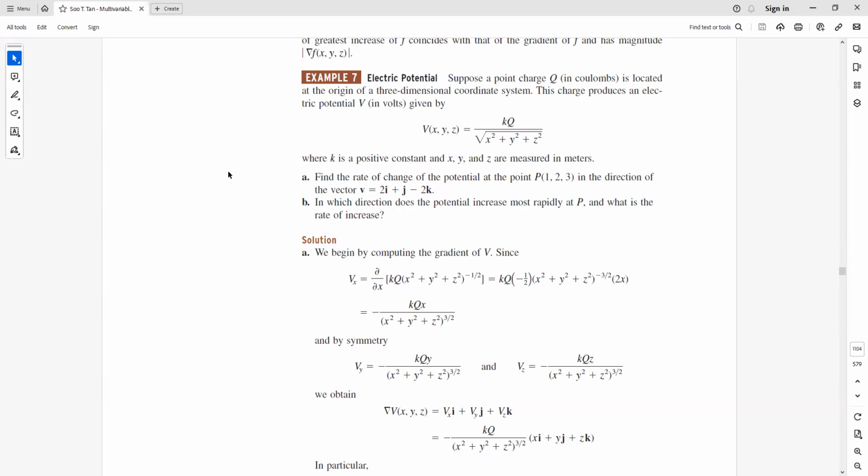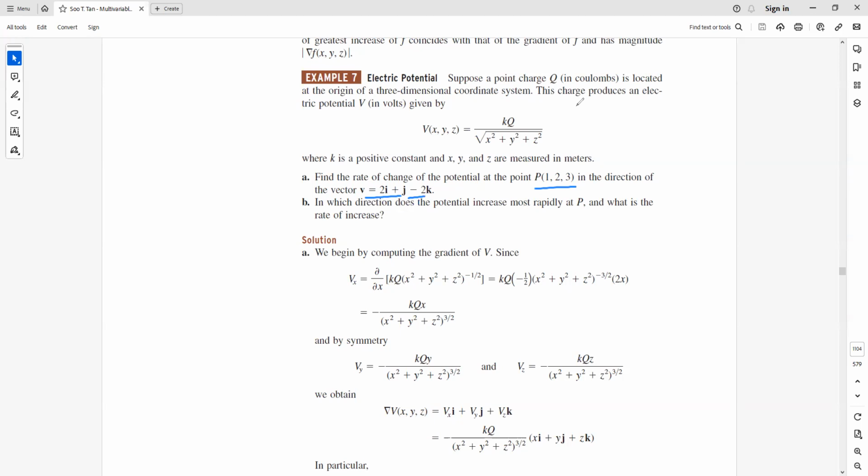Now here's an example, and more specifically it's an application. The question is asking: suppose a point charge q is located at the origin of a three-dimensional coordinate system. This charge produces an electric potential V given by the function. So it's a three variable function. We have x, y, and z. Now they're asking to find the rate of change of the potential at this point in the direction of this vector, right?